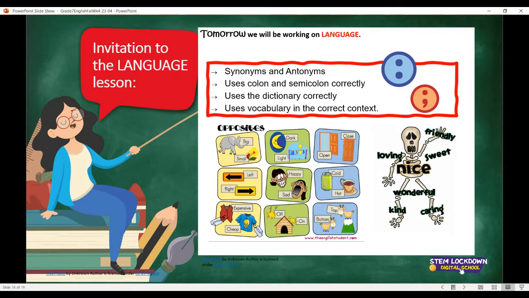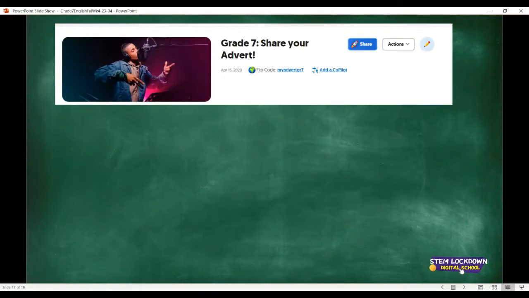All right, so let's just touch on what we are doing tomorrow. We have about 5 minutes left. Tomorrow we're going to work on our language: synonyms and antonyms, how to use your colon and semicolon correctly, how to use the dictionary correctly, and vocabulary in the correct context. Often when I give these lists, we end up doing all those things while we're working and you don't even notice. So don't stress too much if you don't understand what one of those instructions means. We are going to do that tomorrow at the same time.